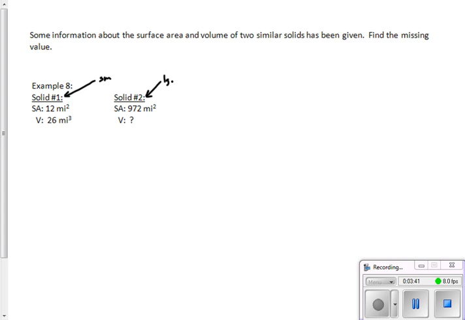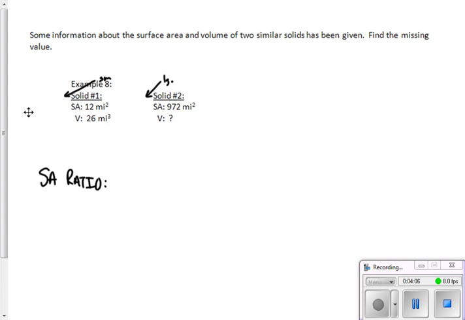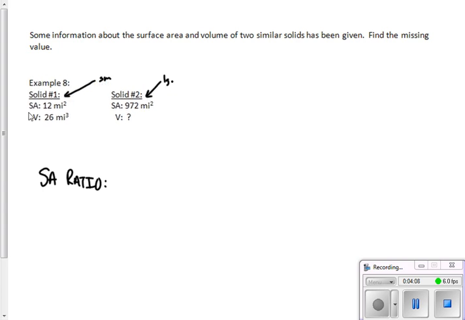Now remember, when you do this, you need to keep in mind the surface area, volume, scale factor ratios that you have. Well, what we have a comparison here is we need to figure out the surface area ratio. Reason why I chose surface area ratio is because I know the surface area of both of these figures. I know that one is 12 and one is 972. So remember, surface area ratio is really a squared over b squared.